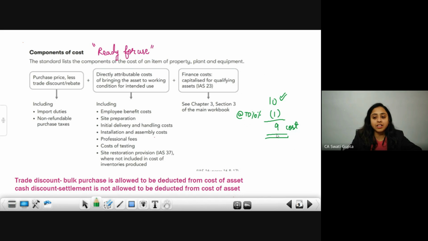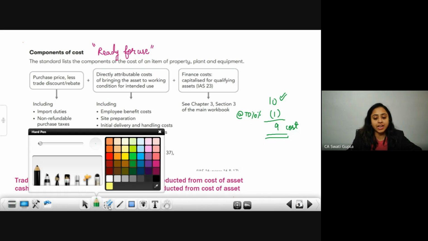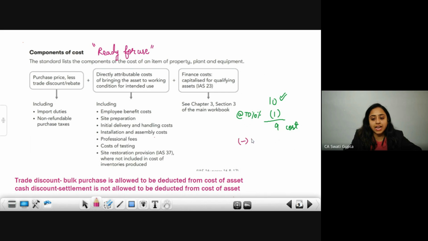For example, if you're getting a cash discount while payment, again of 2 rupees, we say that this is not deductible. Instead, the cost will still remain 9 itself. You will not go back to your PPE and deduct the amount from PPE. Got it? Cash discounts are not eligible for being deducted, but trade discounts are. Everybody clear with this pointer?